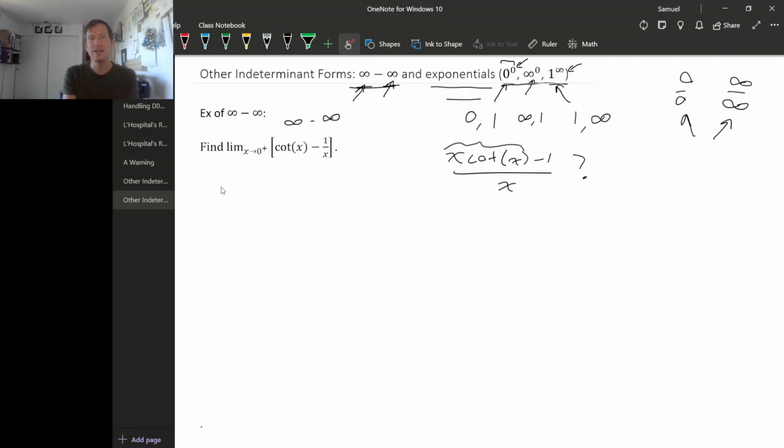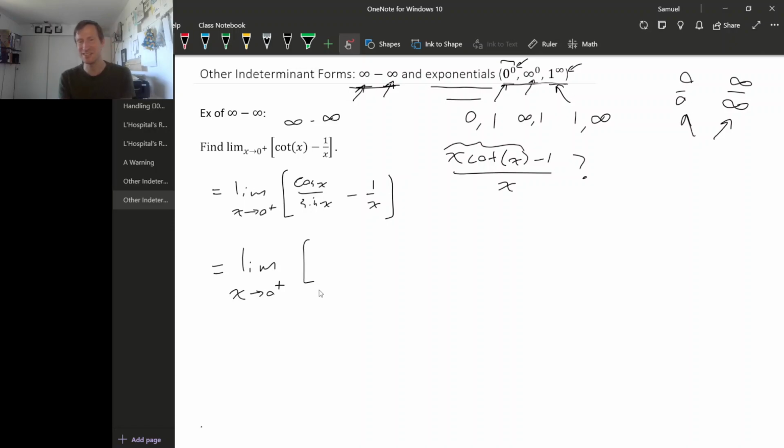So it's very unclear what happens in this situation. Another thing you might try is, since we have a cotangent floating around, you might just try rewriting everything in terms of sine and cosine. That gives us cosine x over sine x minus 1 over x. Okay, but then what should we do with this? Well, maybe now that we have it written this way, maybe now we should put it over a common denominator. It takes a little playing around to come up with this idea, so I wouldn't blame you if you didn't immediately have this idea, but after playing around with it for a while, you'd probably try this at least.